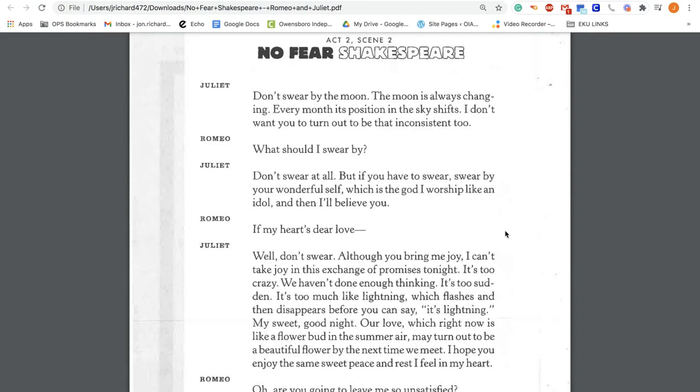Okay, so she's basically saying, I don't want it to be inconsistent because that's what Romeo has done in the past. Okay, like with Rosalind, like he was like the moon in the fact that he changed in one night from loving Rosalind to loving Juliet. So this is kind of a challenge to him growing up and not being a silly boy that just falls in love so easily. So he says, what should I swear by?